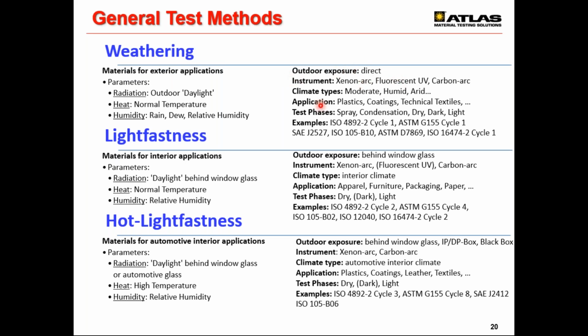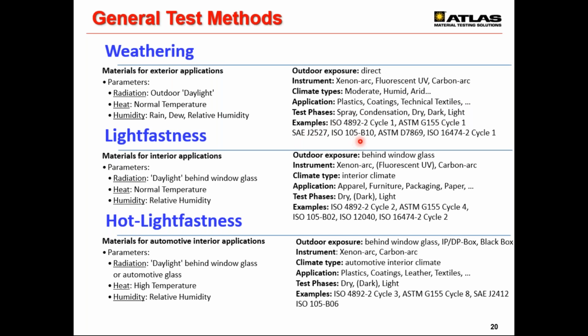I'm not going to go into a lot of details and specific examples, but if you look at the different instruments which are specified for weathering tests, you have xenon arc tests, you have fluorescent UV, carbon arc, as well as direct outdoor exposures. And the climates which are simulated are either moderate conditions, humid, or dry desert conditions. Here are some of the different applications and some of the example test methods.